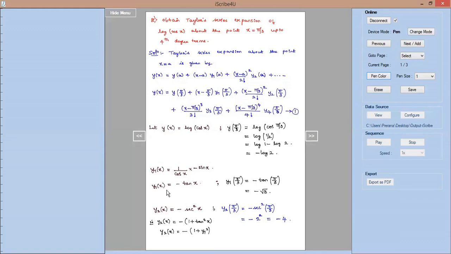Because we have y1 of x is equal to minus tan x, squaring on both sides, we can obtain y1 square is equal to plus tan square x. So we have a simple expression for y2, so the differentiation can be done easily. This is only for the purpose of making the differentiation easy, not a compulsion. We will move ahead to differentiate this once again with respect to x, and we find out y3 of x now.